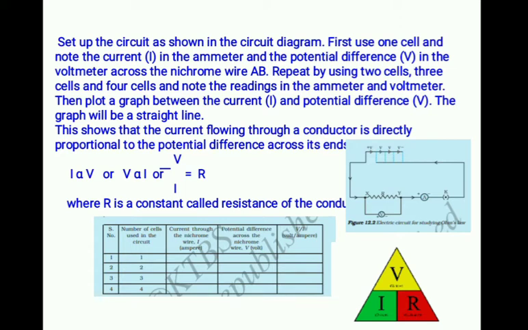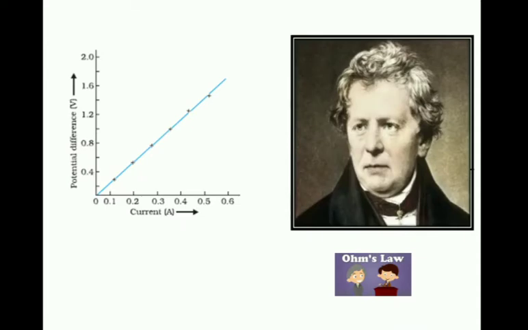Calculate the ratio of V by I for each pair of potential difference V and current I. Next, plot the graph of V and I and observe the nature of the graph. The graph between the current I and the potential difference V will be a straight line passing through the origin, and the ratio of V by I is constant. This ratio is called the resistance, and this is Ohm's law, that is V is equal to I into R.